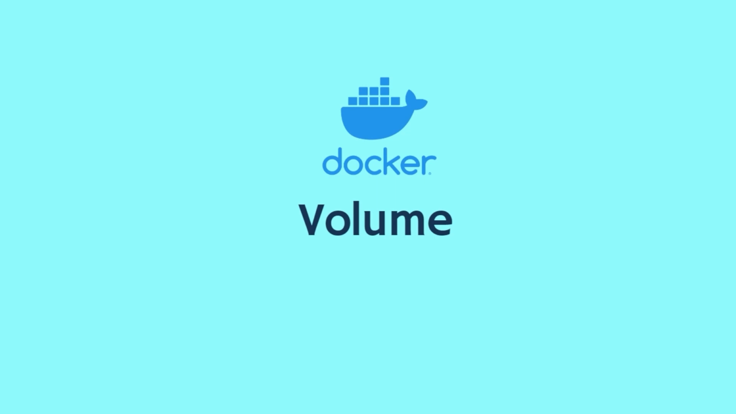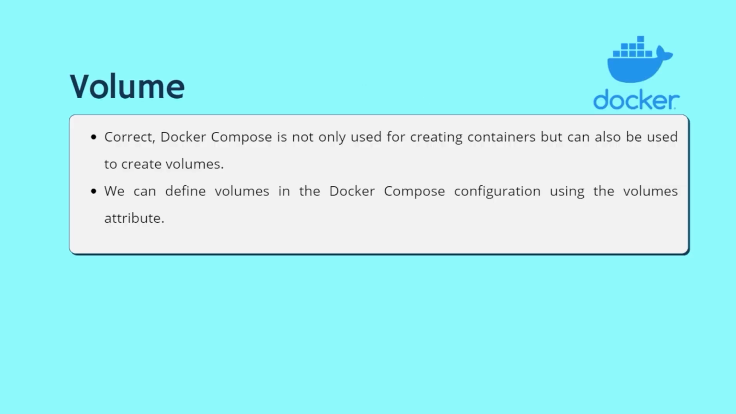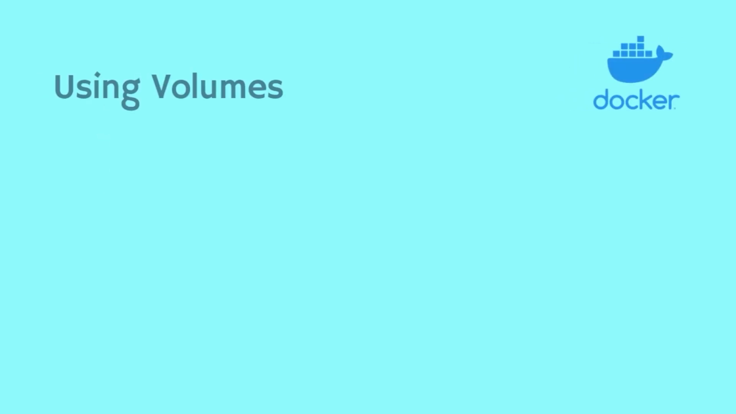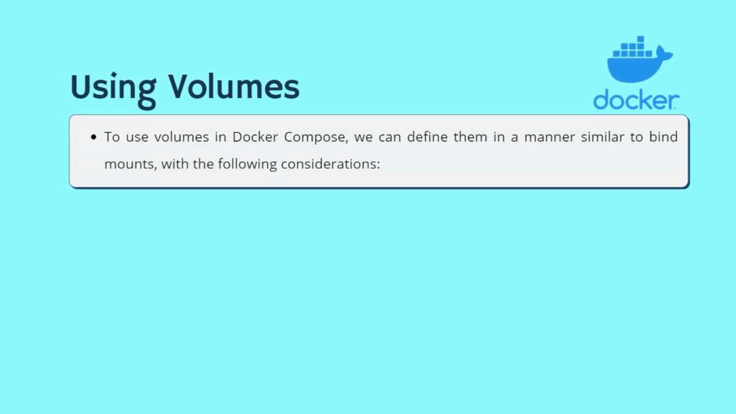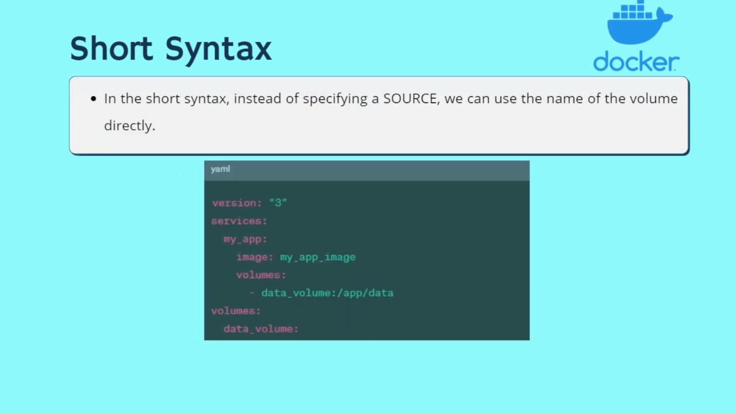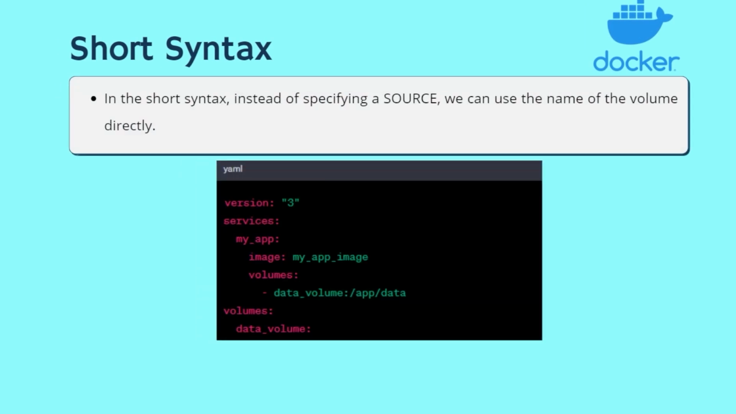Volume. Docker Compose is not only used for creating containers, but can also be used to create volumes. We can define volumes in the Docker Compose configuration using the volumes attribute. To use volumes in Docker Compose, we can define them in a manner similar to bind mounts, with the following considerations. Short syntax. In the short syntax, instead of specifying a source, we can use the name of the volume directly.